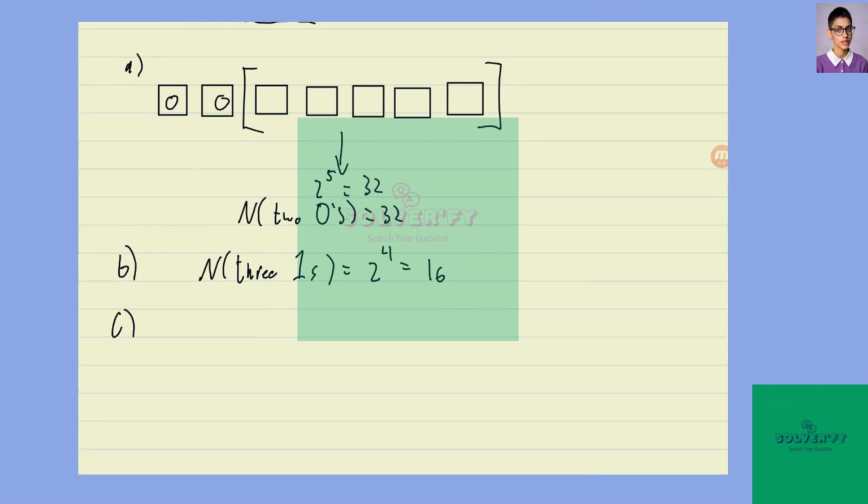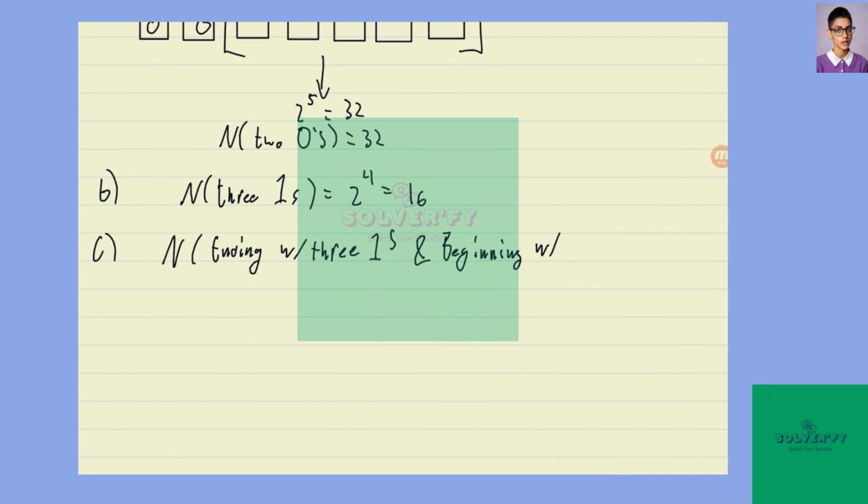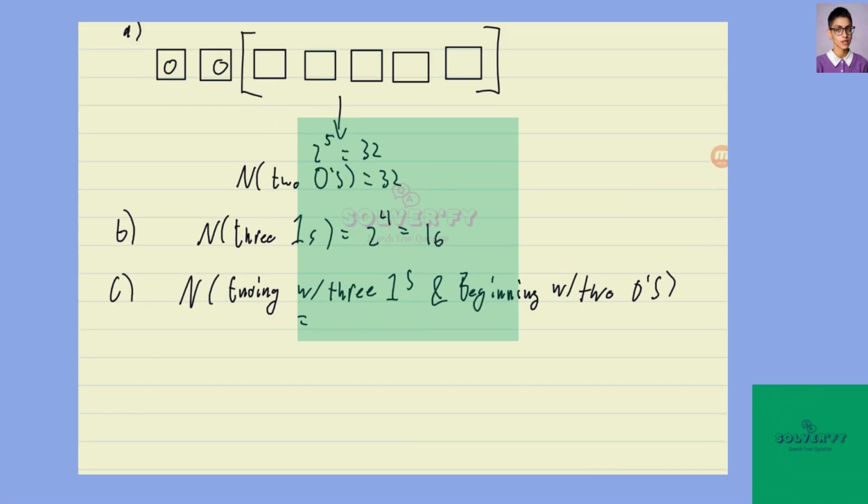Then lastly, we need to figure out the number ending with 3 ones and beginning with 2 zeros. Well, in that case, we really just have 2 boxes that are unfilled. So that will be 2 to the power of 2 or 4.